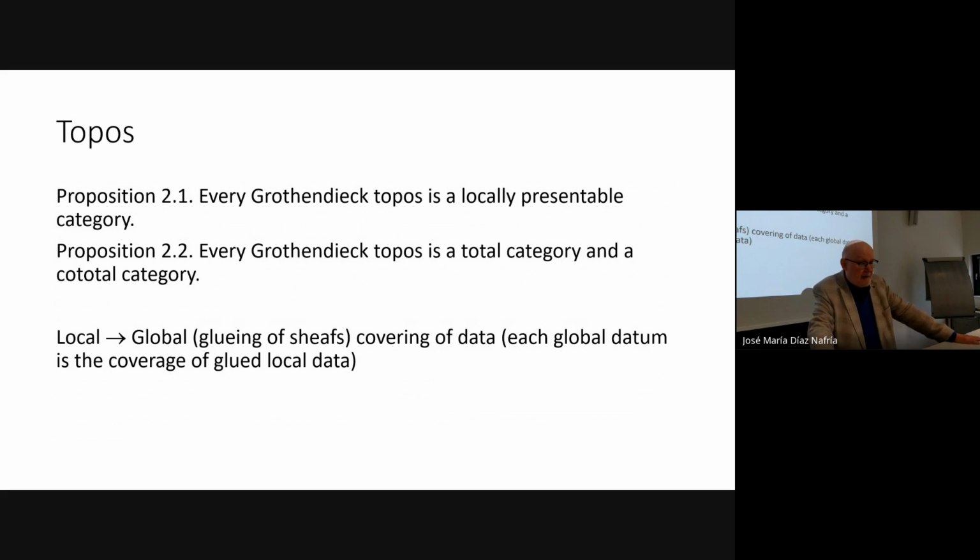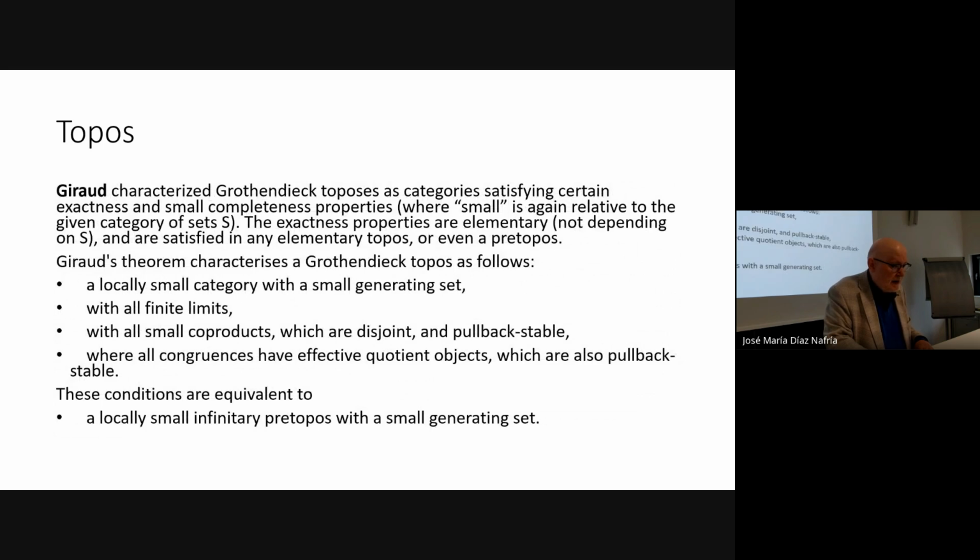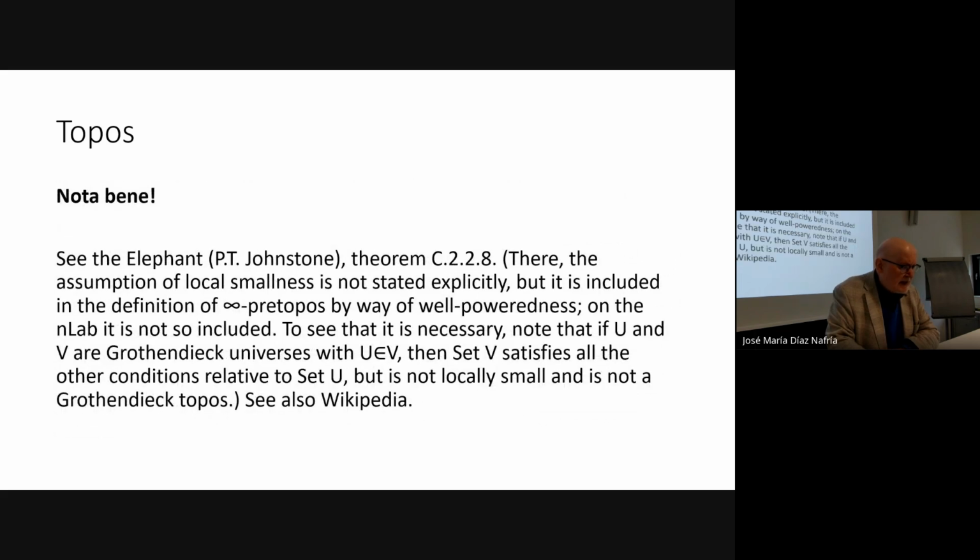Of course, they have an average, we will see that in a minute, but the gluing of sheaves or the covering of data means that each global datum is the coverage of a glued local data. And that is very similar to what happens actually in the network, because you look for alternative interpretations of concepts, but the global concept, so to speak, shows up as a gluing of local concepts. So then there is an alternative definition by Giraud.